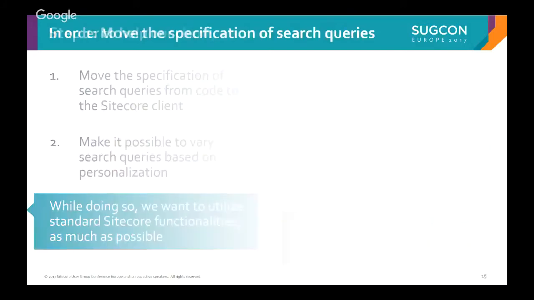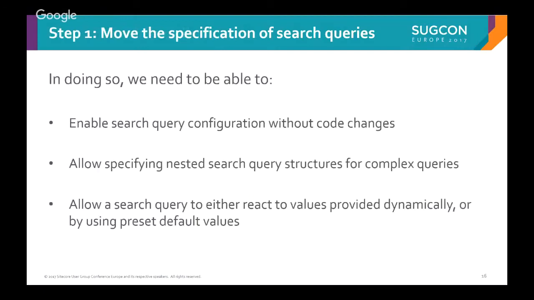So if you look more into details at step 1, as I said, we need to move the code configuration into a configuration from Sitecore. What that means is that when we do something like that, we need to accommodate the fact that we can actually go in and create these nested search structures using the predicate builder. So we want to mimic that in a way that we can configure complex queries. And we also need some way to allow the configuration to react to values that are provided either during runtime dynamically by a user, but also using preset values like a date span, for instance.